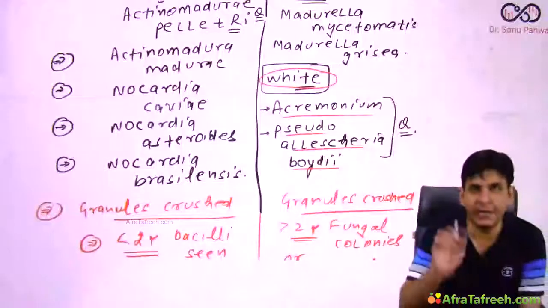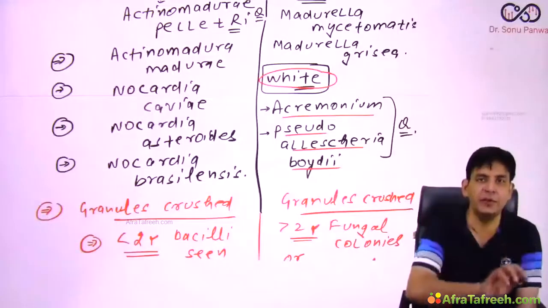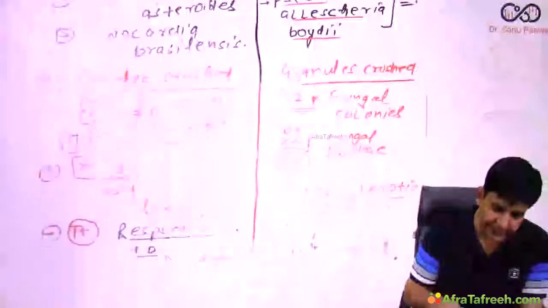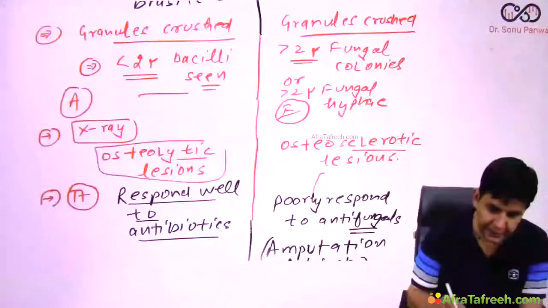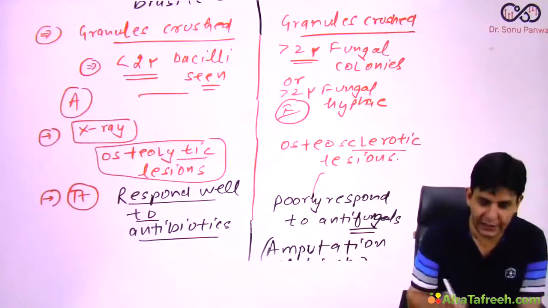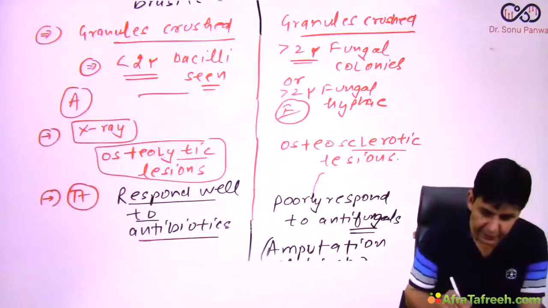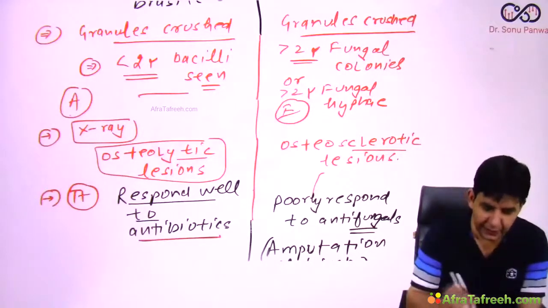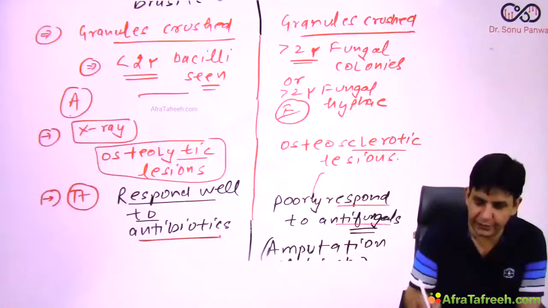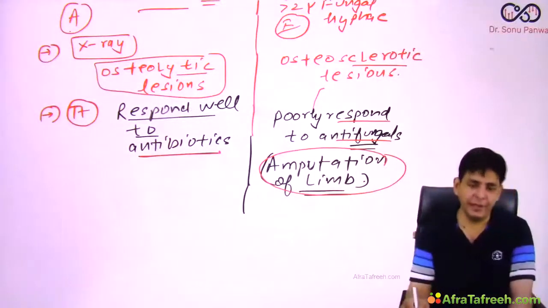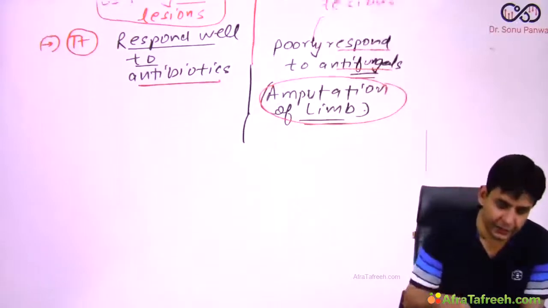And remember one more thing, actinomycetoma is not only caused by Actinomyces, it is also caused by what? Nocardia, first thing. Okay, then if you go for X-ray, you can observe osteolytic lesions and osteosclerotic lesions on the fungal side, and they respond beautifully to the antibiotics. Which one? Actinomycetoma. And fungal mycetoma responds poorly to the antifungals. That's why you have to carry out what? Amputation of the limb. So that you need to remember regarding mycetoma.